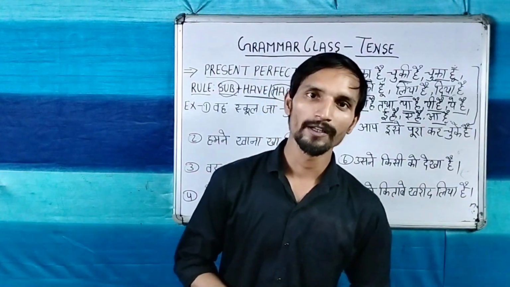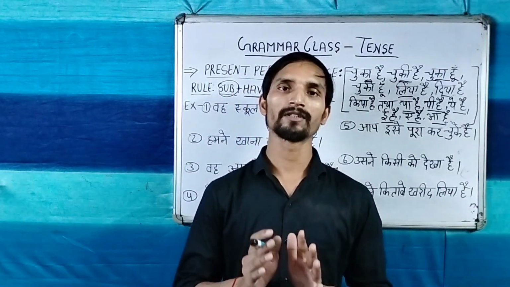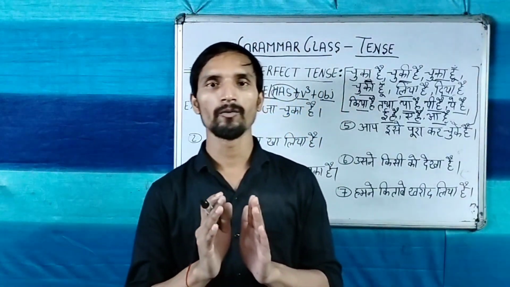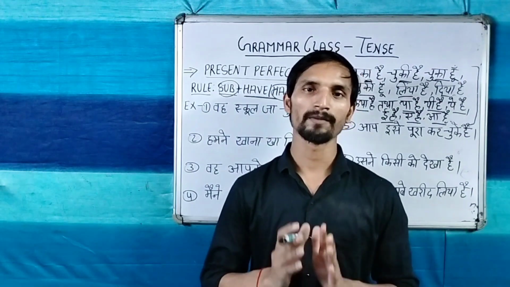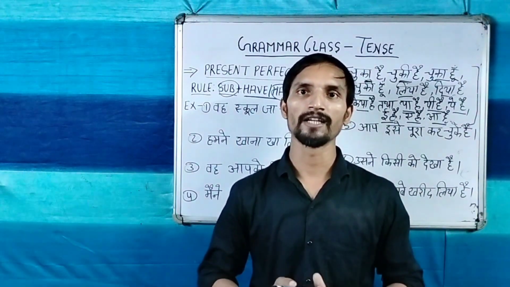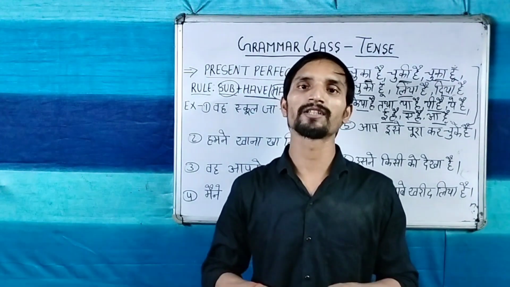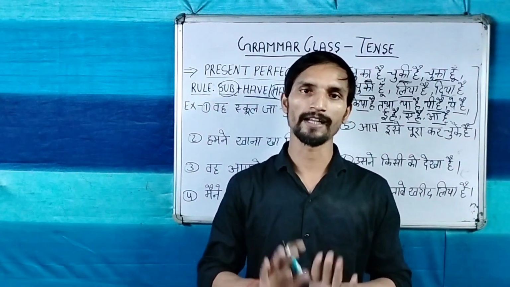So you are going to learn present perfect tense. This is the third part of the present tense. So what is the meaning of the present perfect tense? Present perfect tense means we have completed any work in the present. It means we have finished, any work has been finished in a present time. That is called present perfect tense.